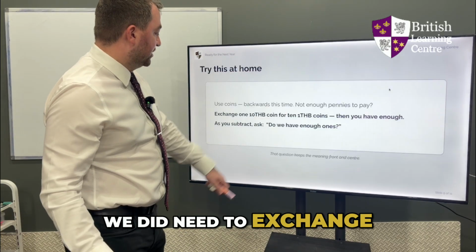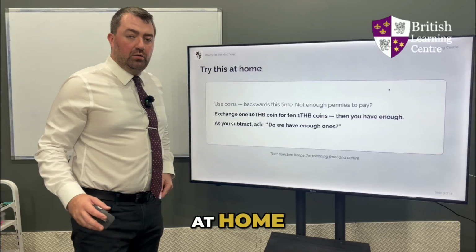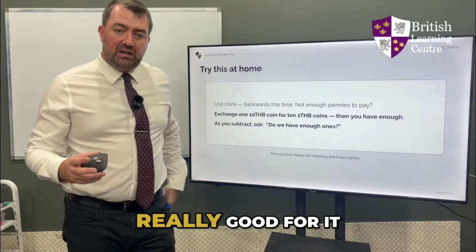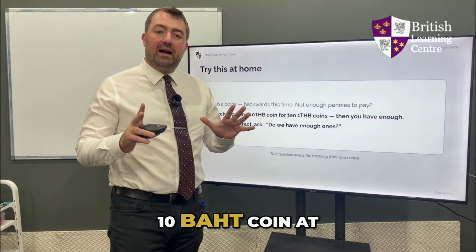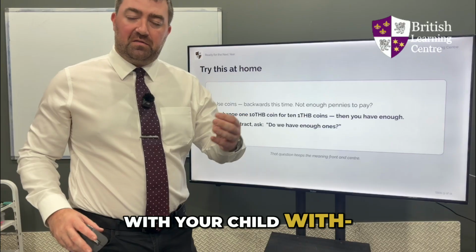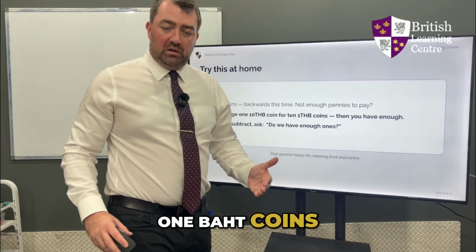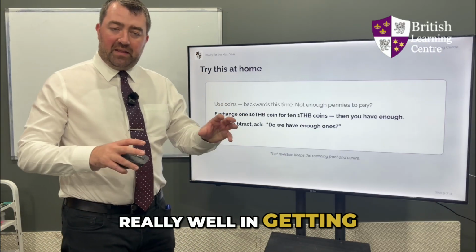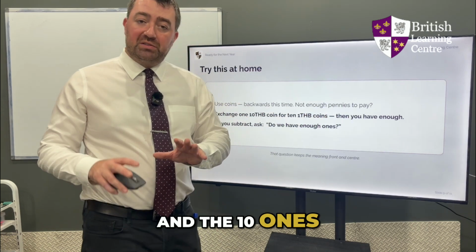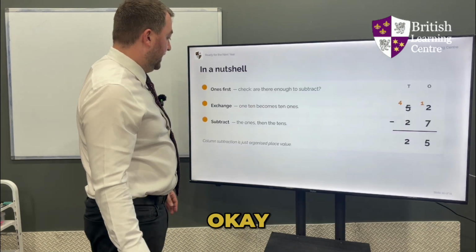We did need to exchange, of course. At home, again, you can use this at home. The Thai money is really, really good for it. You can get a 10 baht coin at home and exchange it with your child for 10 1 baht coins. That would work really, really well in getting them a conceptual understanding of how the 10 and the 10 1s are worth the same thing, okay?